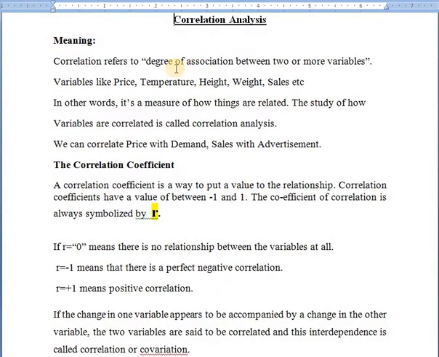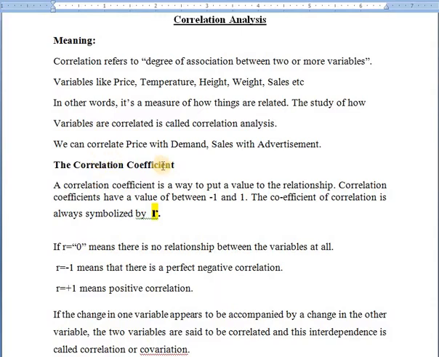Correlation is a tool which states the degree of association between two or more variables. Before understanding the meaning of correlation, let us understand what variables are. Variables are the factors whose value will never remain fixed. It goes on changing. Variables like price, temperature, height, weight, sales, etc. In other words, we can state correlation is the measure of how things are related. The study of how variables are correlated is called correlation analysis.